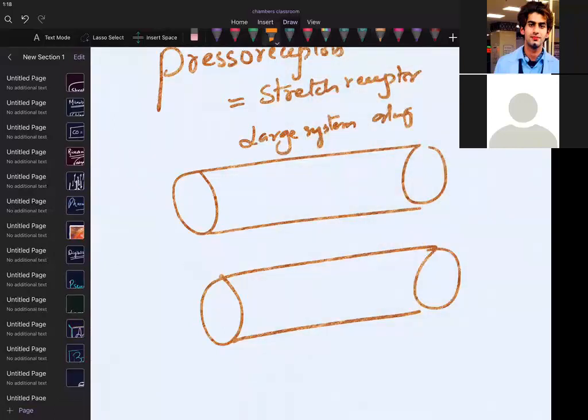Let me make a stretch receptor, like a neuron. We have a stretch receptor here, on the walls. Basically in the walls, we have some receptors. We have some receptors in the blood vessels of large arteries.